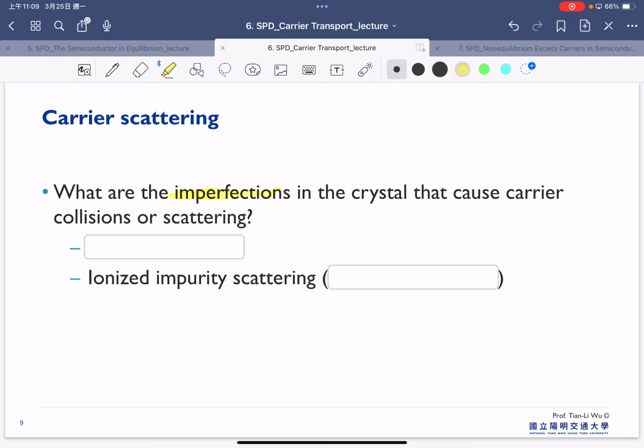First one is what we call the phonon scattering. And the second one is what we call the ionized impurity scattering, or the Coulomb scattering.